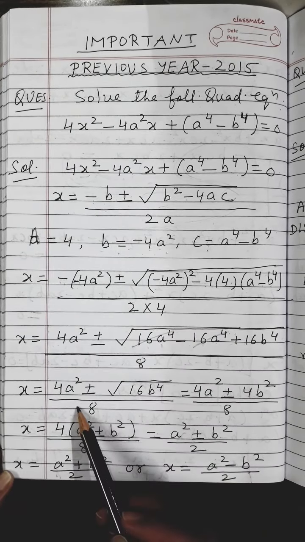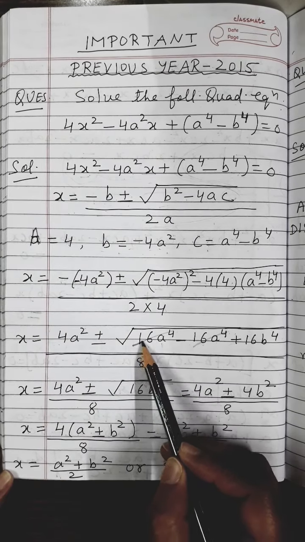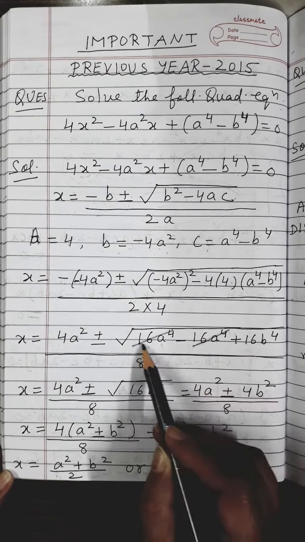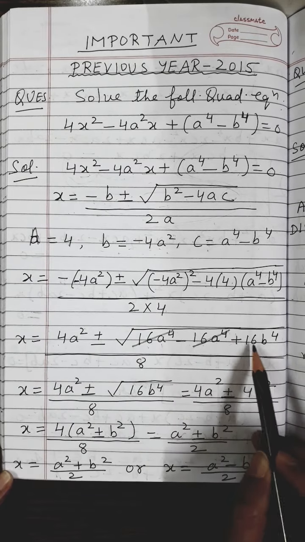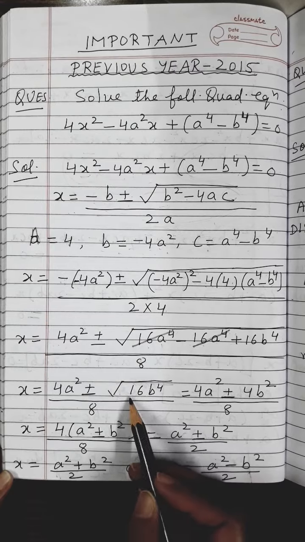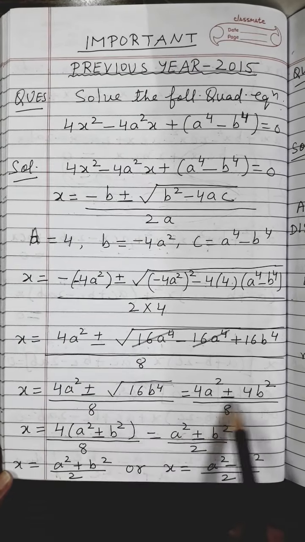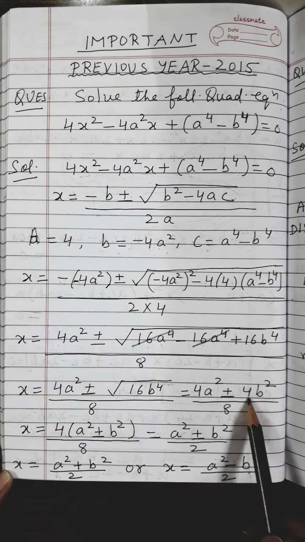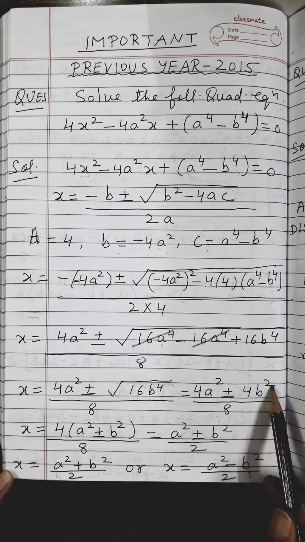Next step: 4a² ± ... Now in this, you see this is +16a⁴ and this is −16a⁴. So this becomes 0, which I can show by cancelling them with the plus and minus sign. What remains is 16b⁴ inside the square root, divided by 8. Next step: 4a² ± what is the square root of 16b⁴? The square root of 16 is 4, and the square root of b⁴ is b². So the square root of 16b⁴ gives 4b², divided by 8.